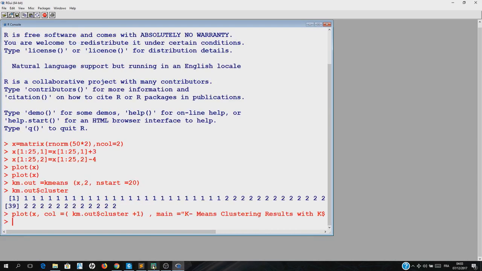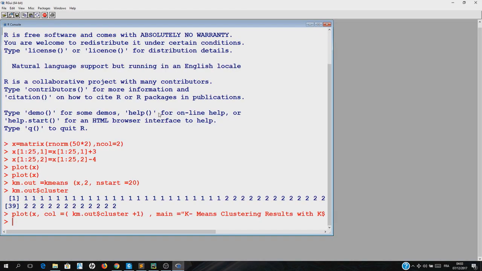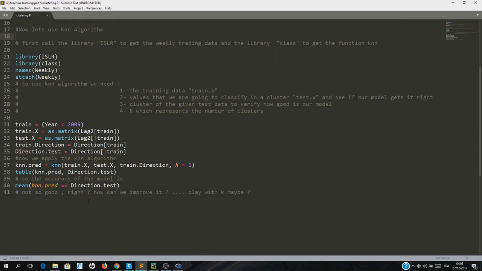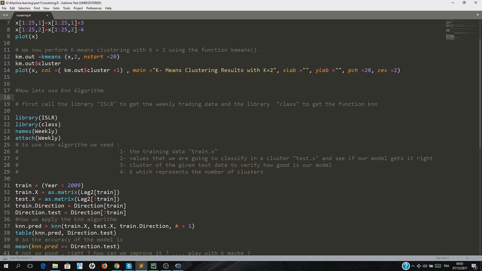Okay, so next, this is the k-means algorithm. You see, it's really easy with R. With R, everything looks so easy because it does everything for you, so you don't need to worry about that. Now, let's go to the KNN algorithm. It's a little bit more complicated.